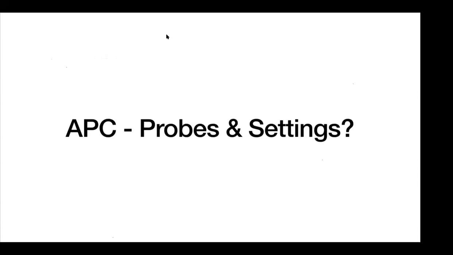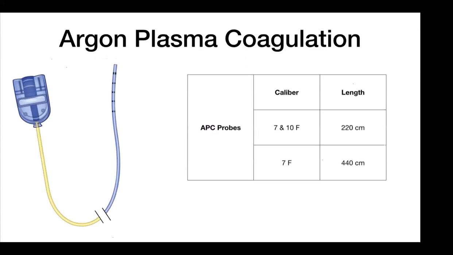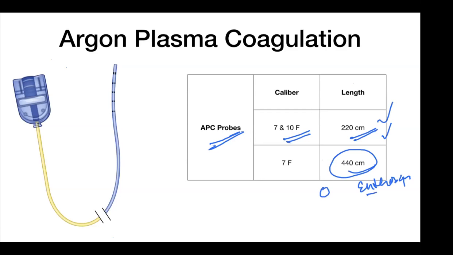So I want to share a few things for the sake of fellows. APC probes come in two lengths, and this is mostly for endoscopy. You can use it for EGD, colon, whatever. And then you also have two calibers, and the endoscope has a smaller diameter channel, so it needs only a smaller diameter probe. So something to keep in mind. One is the length, and then the French size.